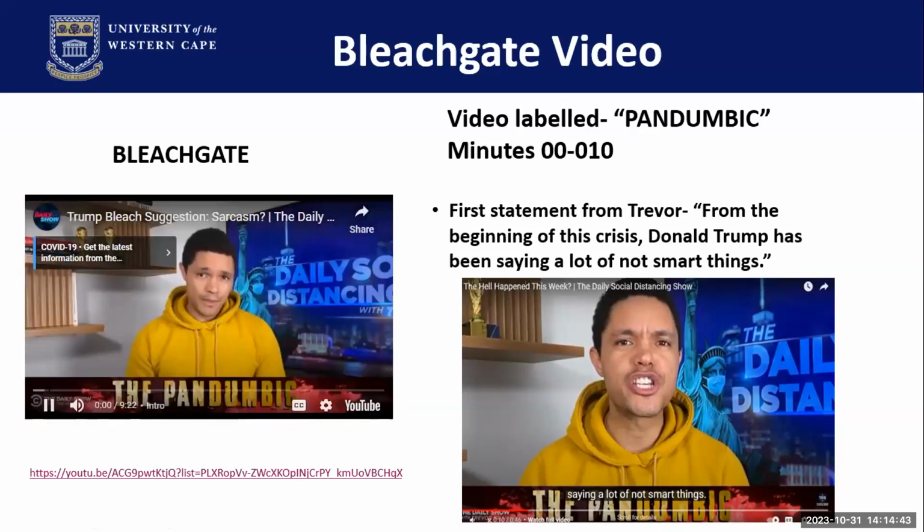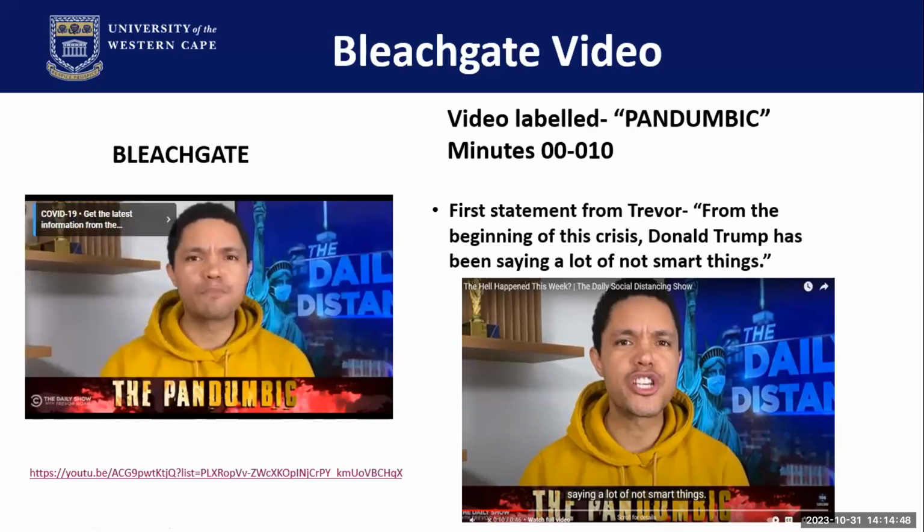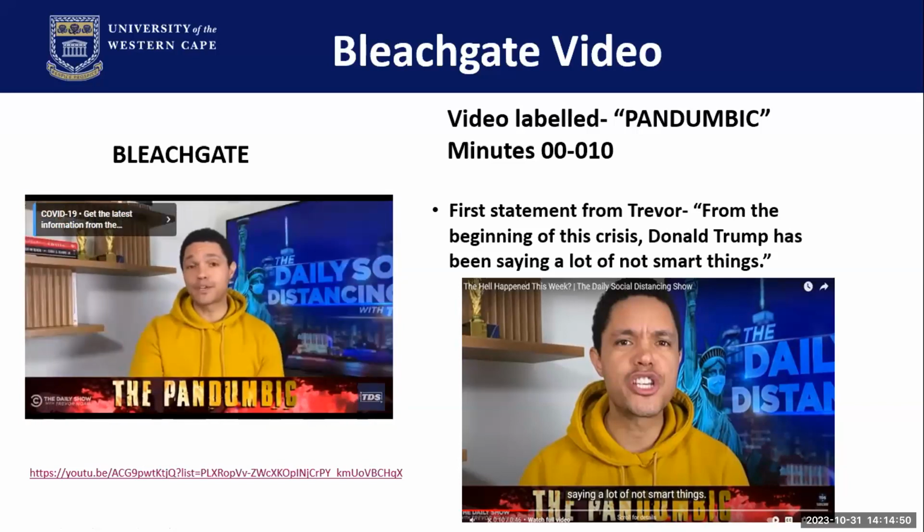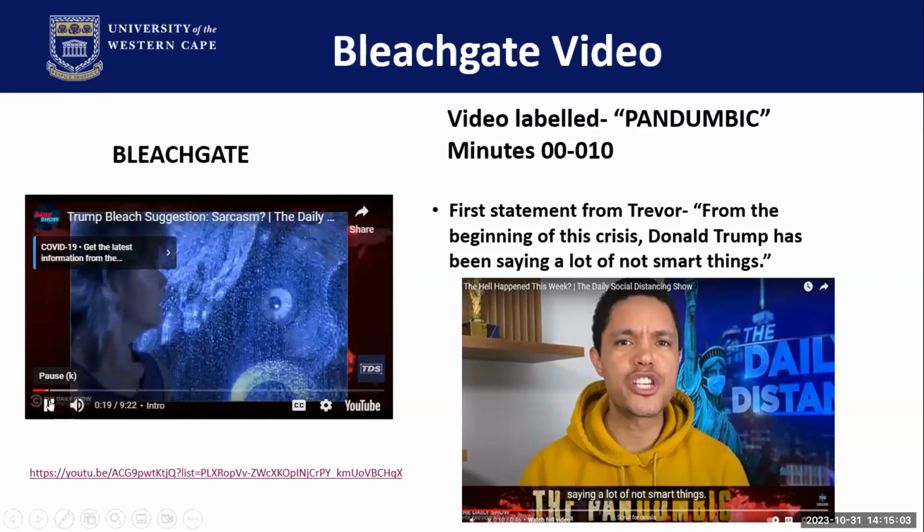From the beginning of this crisis, Donald Trump has been saying a lot of not smart things. He said the coronavirus will disappear like a miracle. He said people had nothing to lose by experimenting with hydroxychloroquine. And he even said that the virus can't see you if you don't move. I think he was confusing it with Jurassic Park.